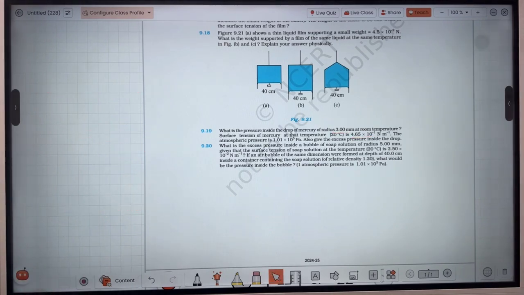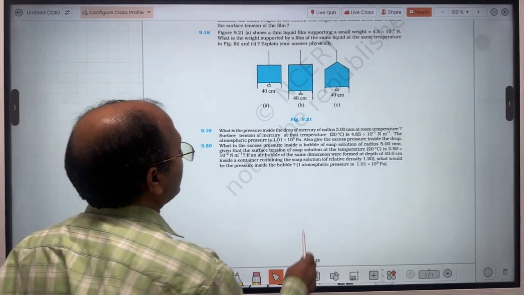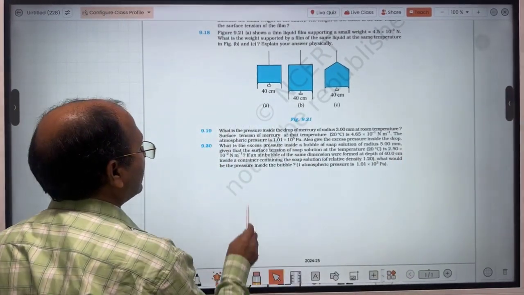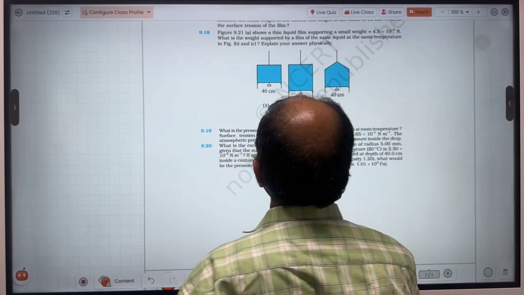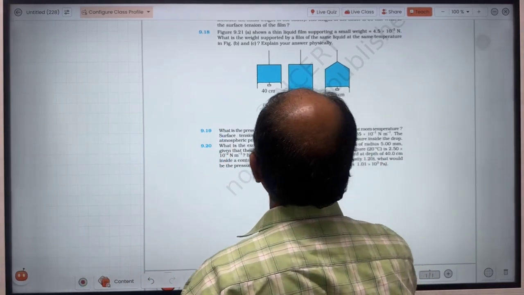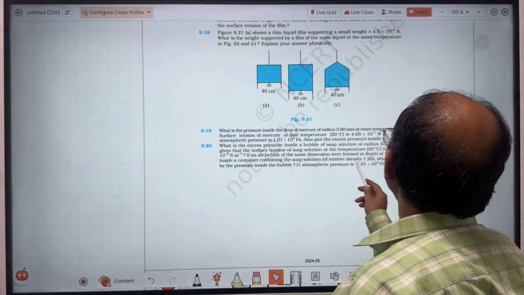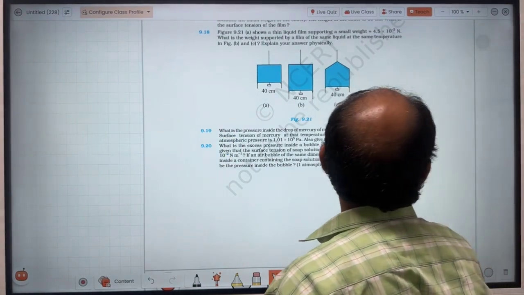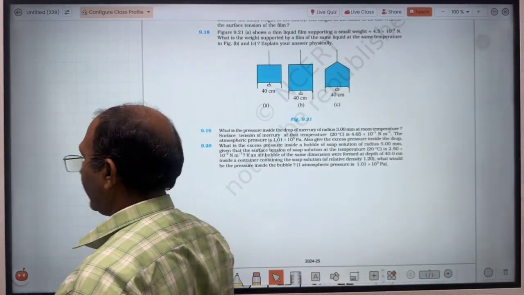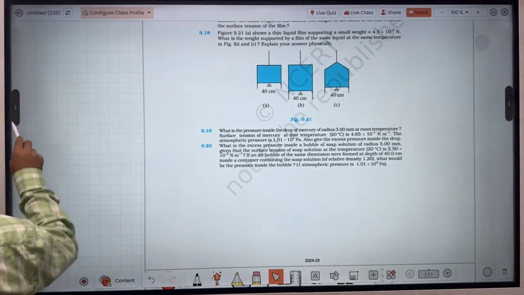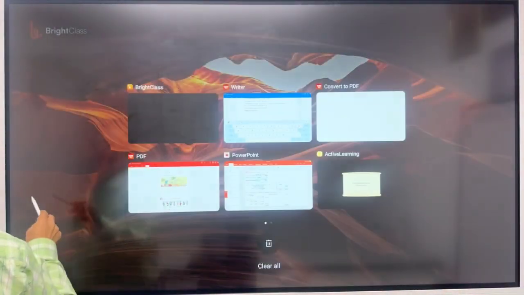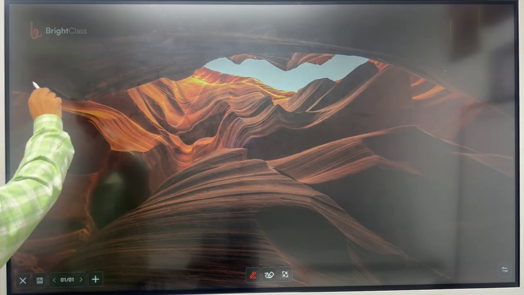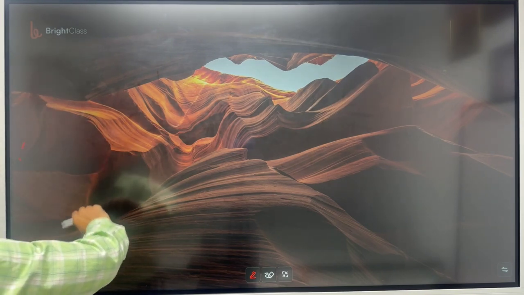Now this last question. What is the excess pressure inside a bubble of soap solution of radius 5 mm? Radius is given and surface tension is given. And then the question says, if an air bubble of the same dimension were formed at a depth of this much, this is inside a liquid. In that case, what will happen? So let's analyze it. So here, what is happening?